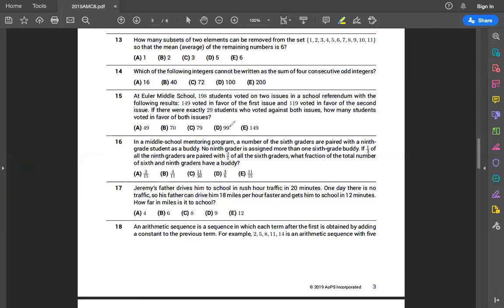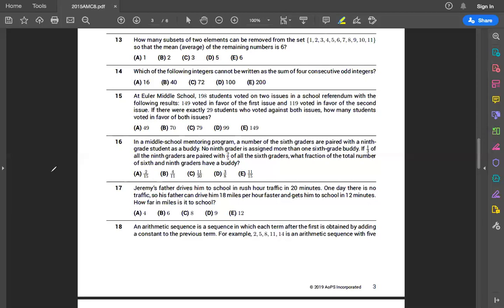Question 17. Jeremy's father drives him to school in rush hour traffic in 20 minutes. One day there's no traffic, so his father goes 18 miles per hour faster and gets him to school in just 12 minutes. We want to know how many miles it is to school.